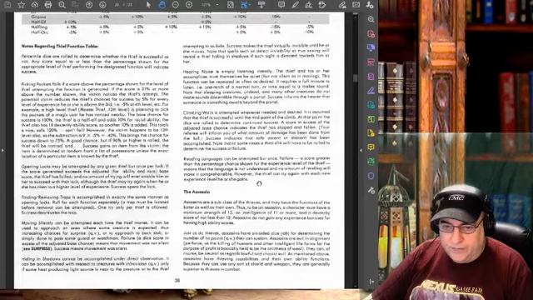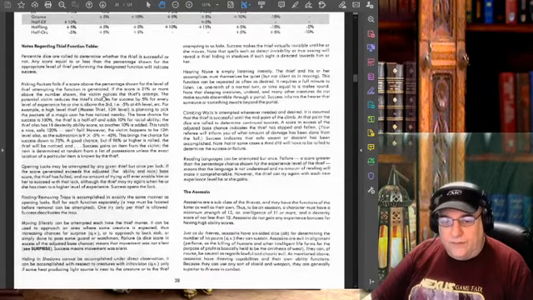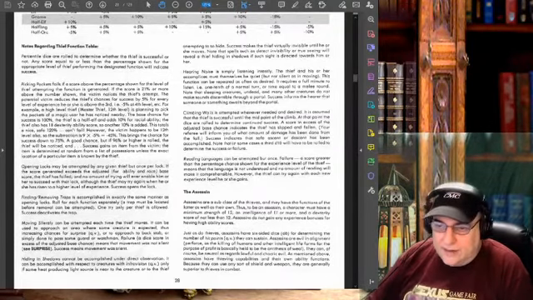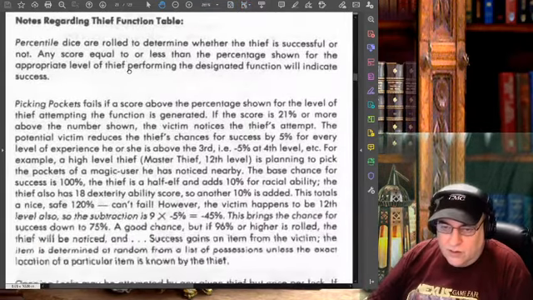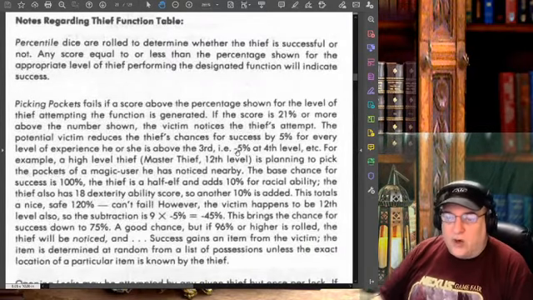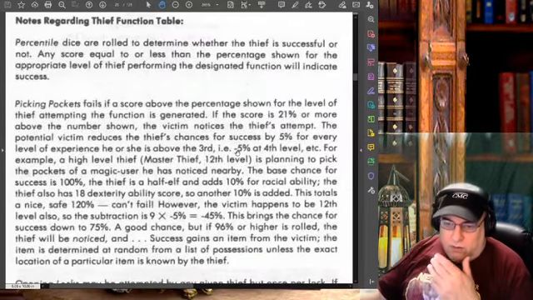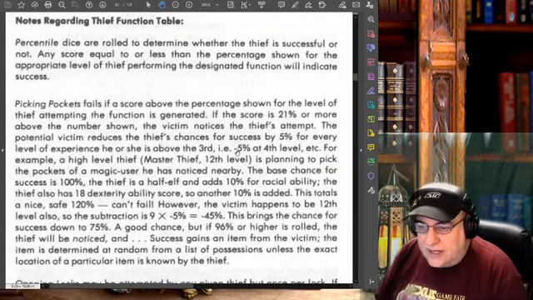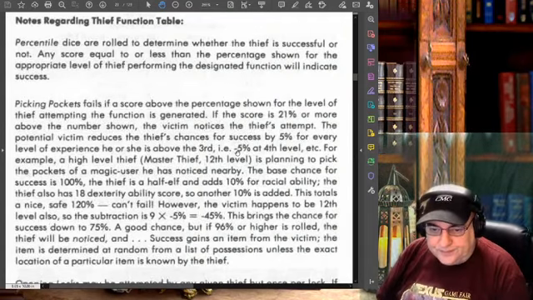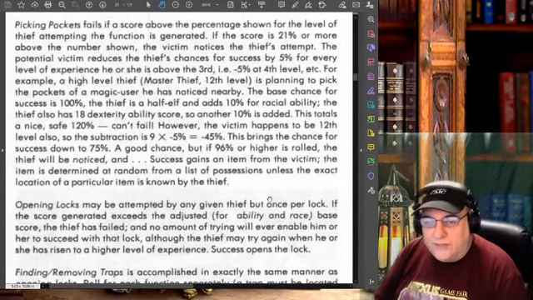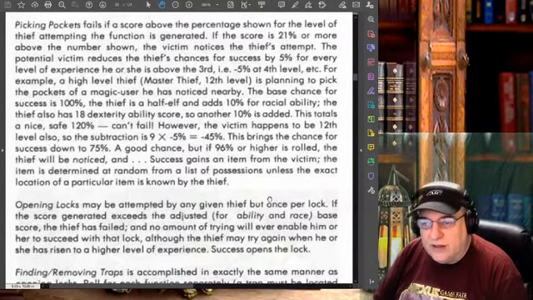This chunk here, yeah. Percentage dice are rolled to determine whether the thief is successful or not. Here, let's bigify this, huh? Any score equal to or less than the percentage shown for the appropriate level of thief performing the designated function will indicate success. Picking pocket fails if a score above the percentage shown for the level of the thief attempting the function is generated. If the score is 21% or more above the number shown, the victim notices the thief's attempt.